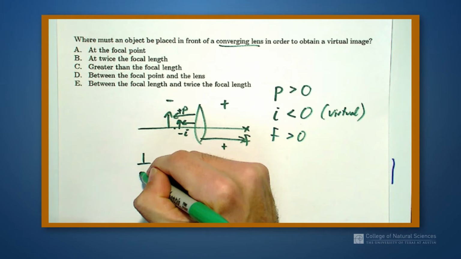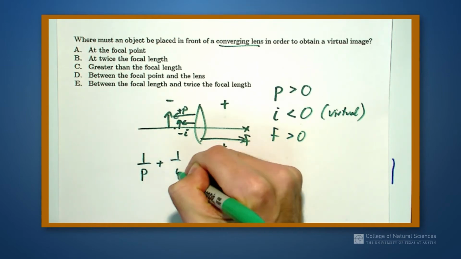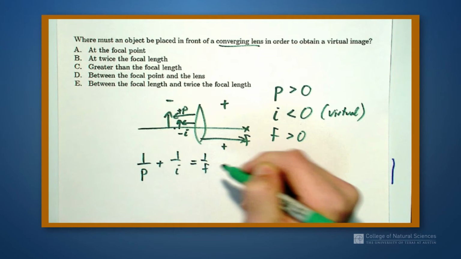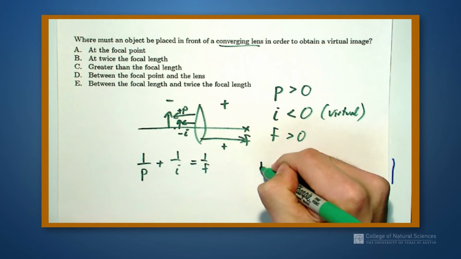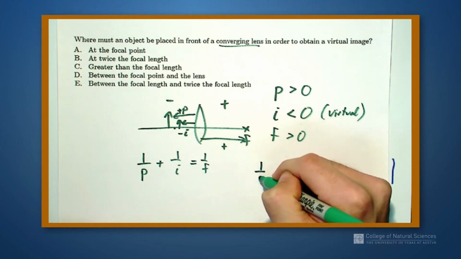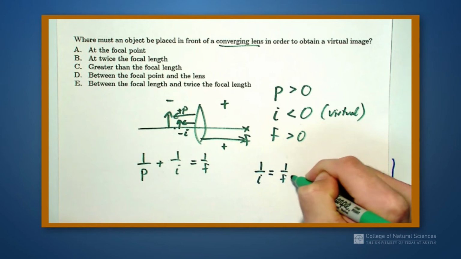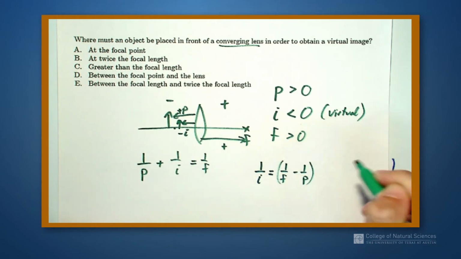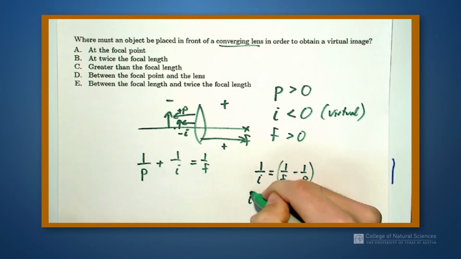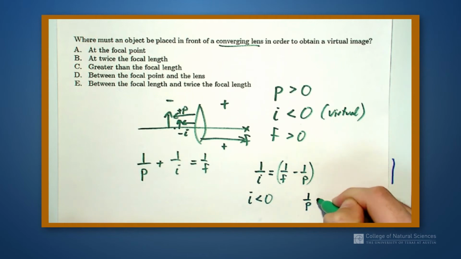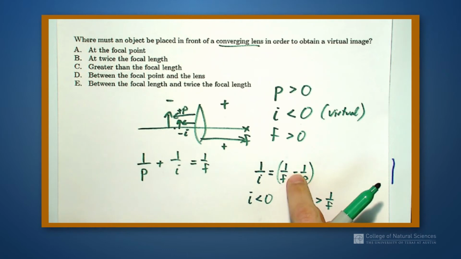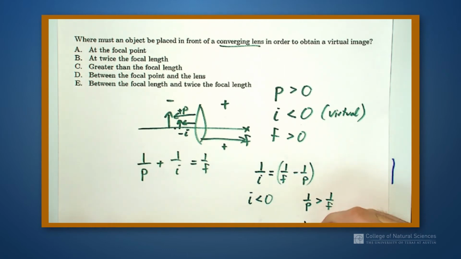So when we look at our formula that we use to solve these problems, we have 1 over P plus 1 over I is equal to 1 over F. So this says 1 over I has to be equal to 1 over F minus 1 over P. And in order for me to get I to be less than 0, that means 1 over P has to be larger than 1 over F. P is positive, F is positive. That's my only minus sign, which means that P has to be less than the focal length.